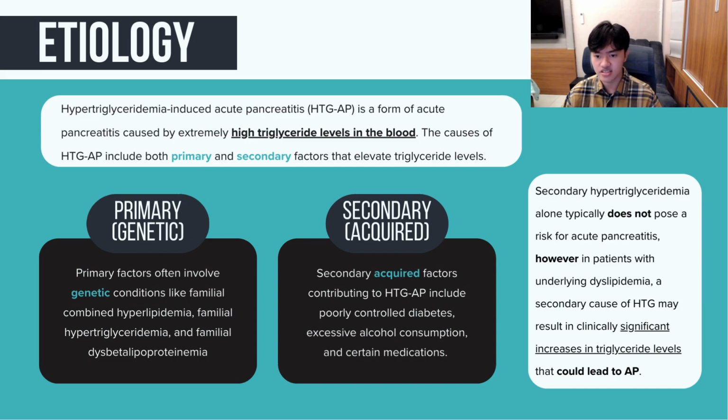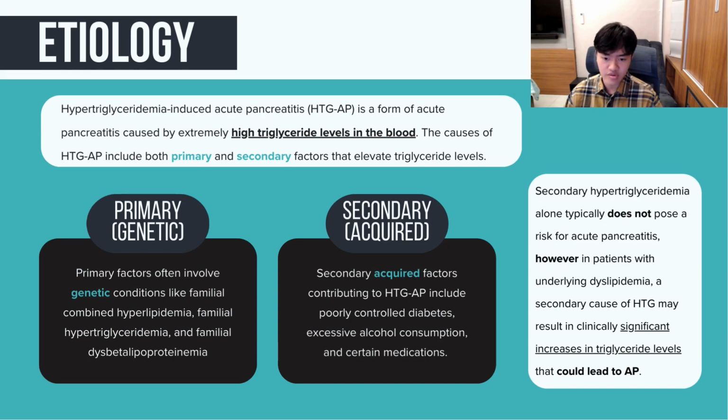Hypertriglyceridemia-induced acute pancreatitis, or HTGAP, is a form of acute pancreatitis caused by extremely high triglyceride levels in the blood. The causes of HTGAP include both primary and secondary factors that can elevate triglyceride levels. Primary factors often involve genetic conditions like familial combined hyperlipidemia, familial hypertriglyceridemia, and familial dysbetalipoproteinemia.